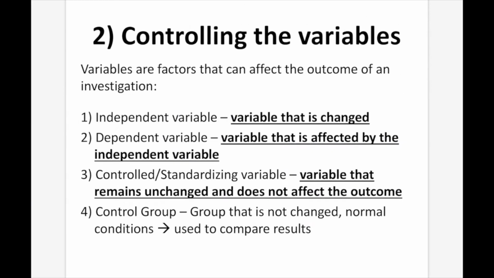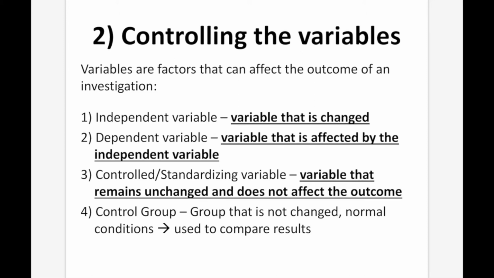Controlling the variables. Variables are factors that affect the outcome of an investigation. There's the independent variable, which is the variable that's changed. The dependent variable, which is the variable that's affected by the independent variable. We say that it depends on the independent variable. There are our controlled or standardizing variables, which are variables that remain unchanged and do not affect the outcome.